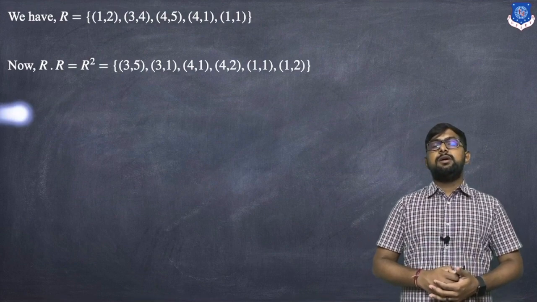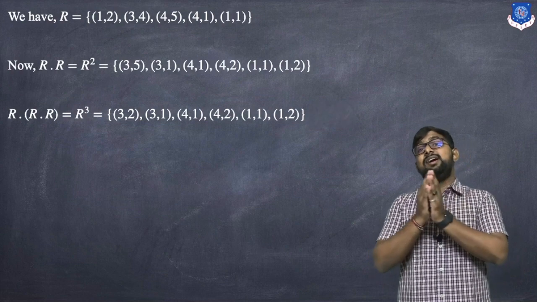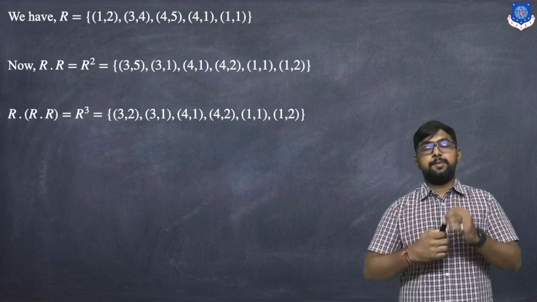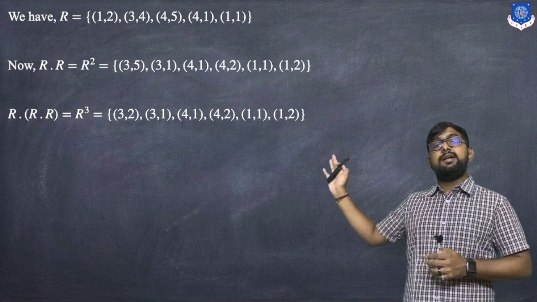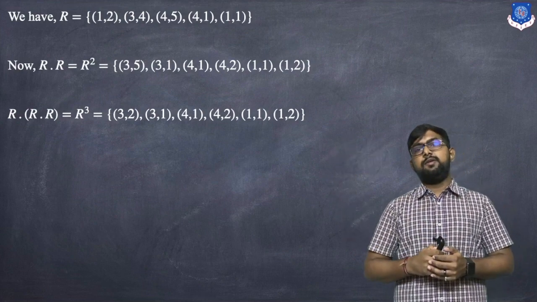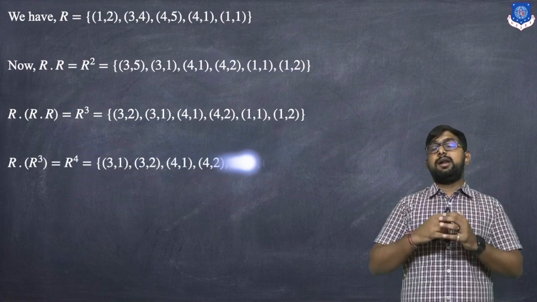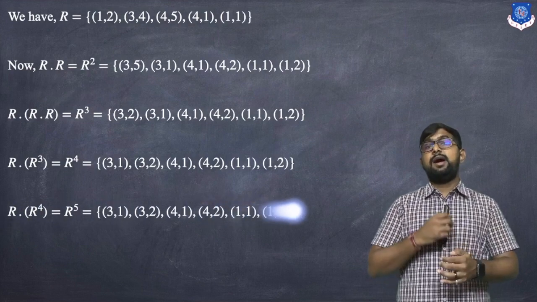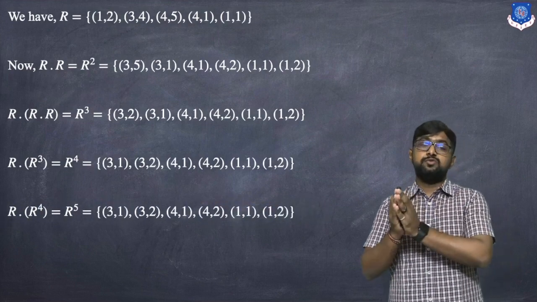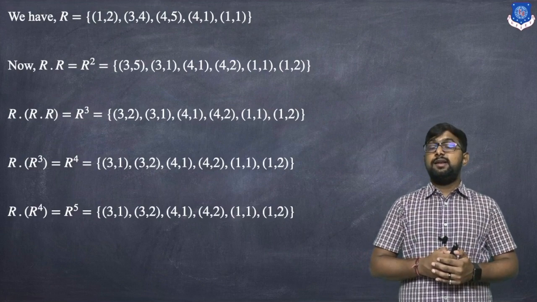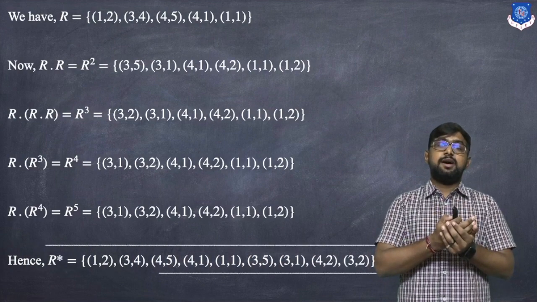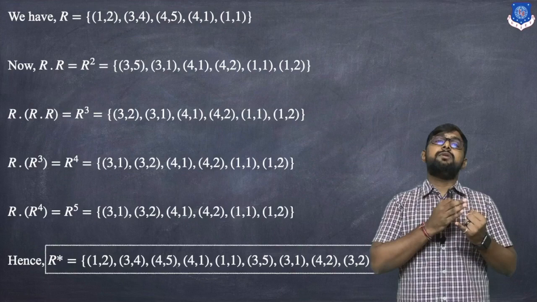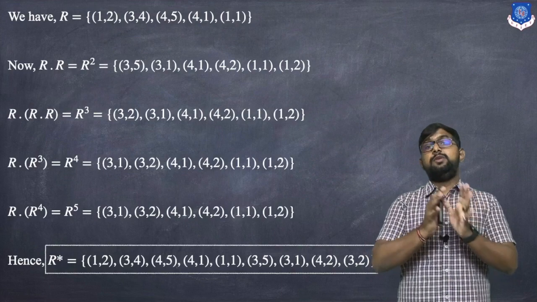Now next R cube. That is R composition R square. We will have to consider the points of R and the points of R square. If you find this, you will get the answer (3,2), (3,1), (4,1), (4,2), (1,1) and (1,2). In the same manner you will get R raised to 4, that is R composition R cube, and also R raised to 5, that is R composition R raised to 4. So the final answer will be like this. Hence R star will be this. If you take the union of all these, that is R, R square, R cube, R raised to 4 and R raised to 5, you will get this answer.